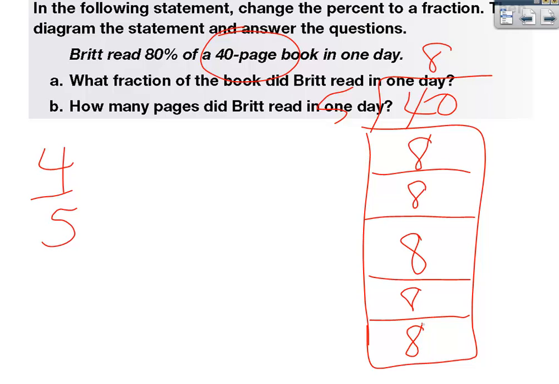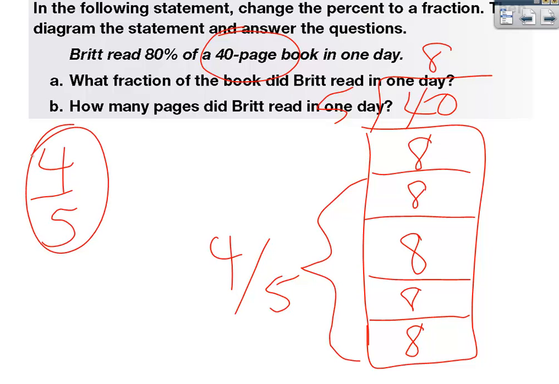Now it says that Britt read 80% of the book, or 4/5. So we're going to take 4/5 like that. And so we know that the fraction that she's read is 4/5. The amount of pages she read is right here, 8 times 4, which is 32. She's read 32 pages.